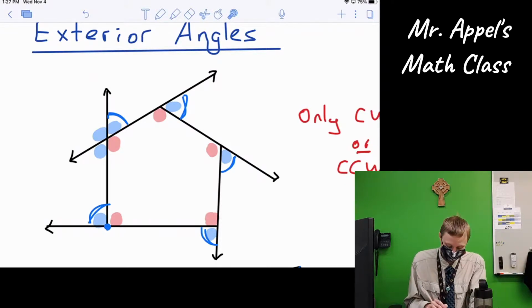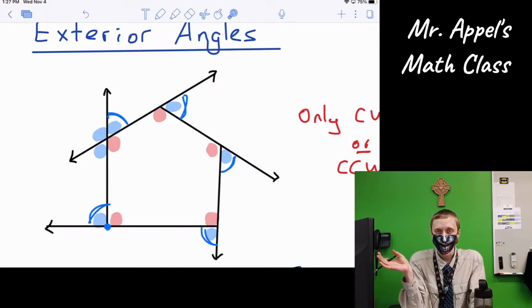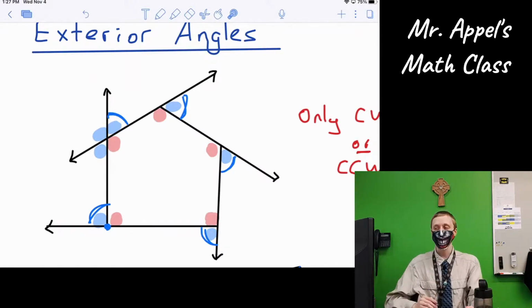So the question is, if I add up all of those blue arcs, those clockwise exterior angles, what is the total turned? Ooh, Giselle's got a good answer. Anyone else?